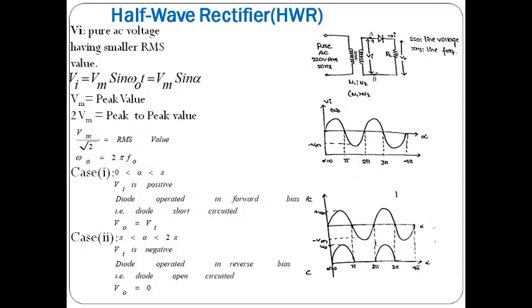So during the positive cycle, I am considering case 1, where alpha is 0 to pi. Vi is positive, the input is positive, so we can say V naught equals Vi. In case 2, the time period is pi to 2 pi. Now Vi is negative, the diode is reverse biased, so it is open circuited and V naught equals 0.